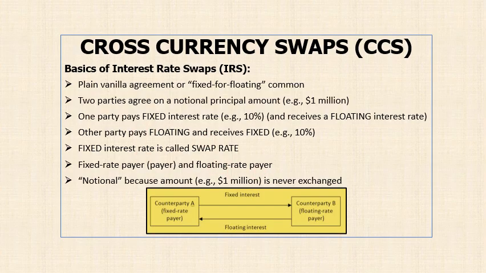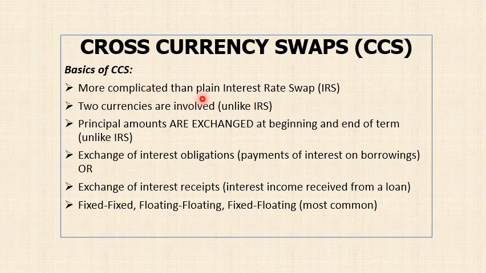A cross-currency swap is a more complicated arrangement than a plain IRS. Essentially, it is similar, but two currencies are involved instead of one. Since two currencies are involved in a CCS, the principal amounts are exchanged at the beginning and at the end of the CCS contract term. A CCS is an agreement between two or more parties to exchange interest obligations, that is, payments of interest on borrowings or interest receipts, interest income received from a loan, between two different currencies. The reference interest rates can be fixed on both sides, floating on both sides, or one fixed and one floating. The most common form is to have a fixed rate in one currency and a floating rate applicable to the other currency. Let's take an example.